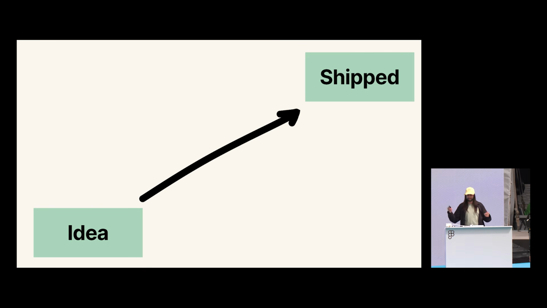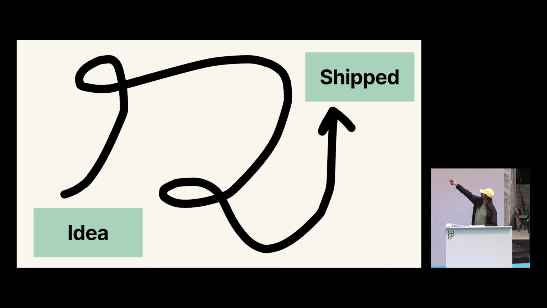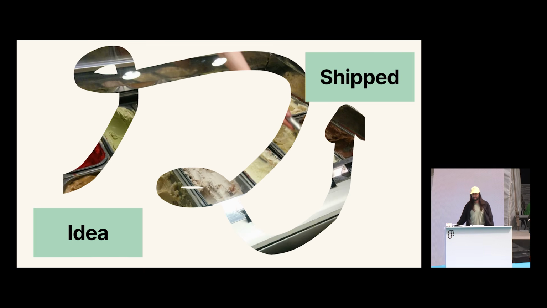So what am I trying to say here? The design process, you know it's messy. Look at this arrow. It might be made out of ice cream. I don't know. Make prototypes, have fun, keep it messy.